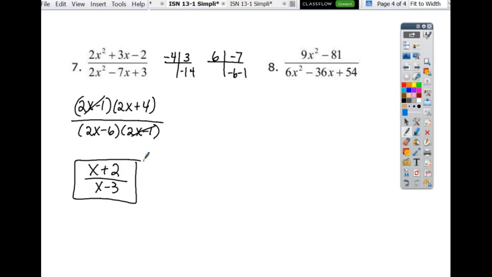Okay, almost. Close. Very, very close, though. So on top, now I couldn't take out the 2 because what's the middle term? Does that divide by 2? No. But 9x squared minus 81, I can take 9 from both of those, right? So I get 9, and that gives me x squared minus 9. And what can I take out of the bottom? 6. I can take 6 from all of them. So then it's easier to factor.